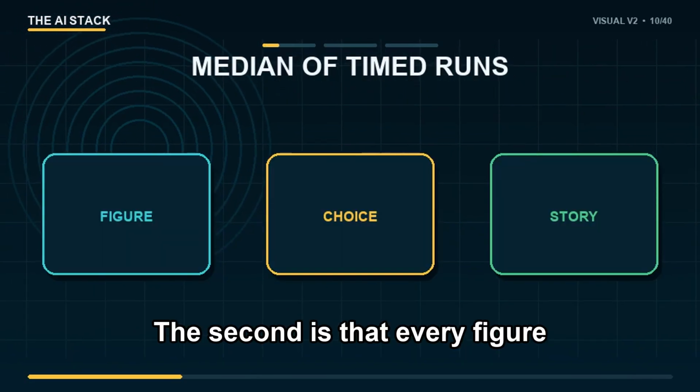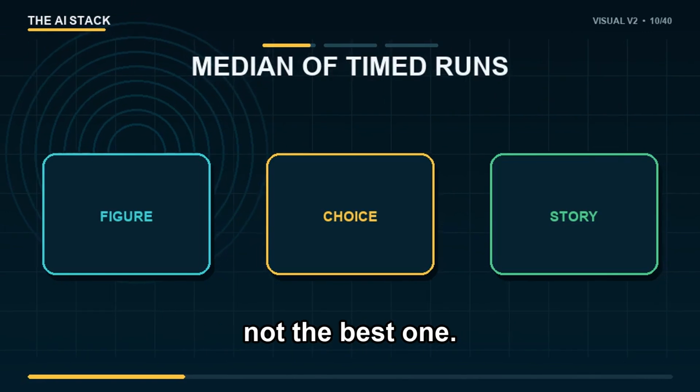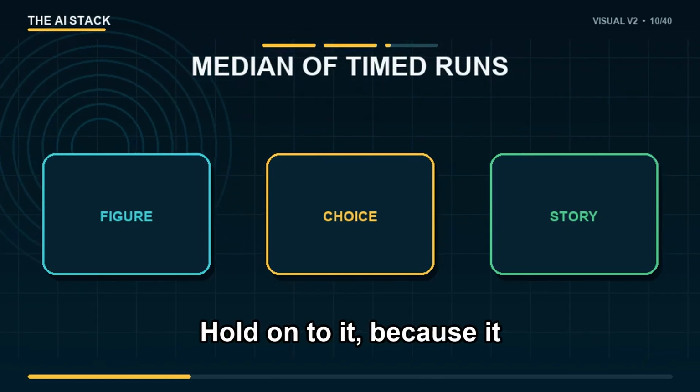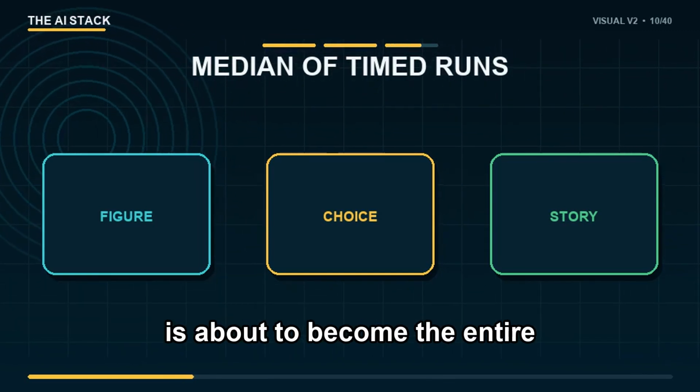The second is that every figure is a median of timed runs, not the best one. That sounds like a small choice. Hold on to it, because it is about to become the entire story.